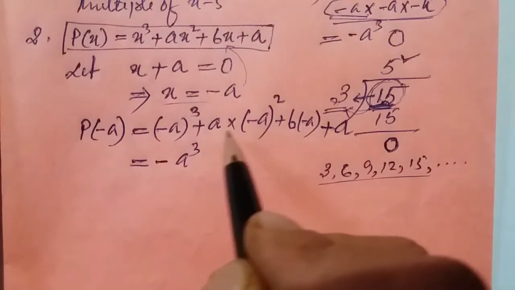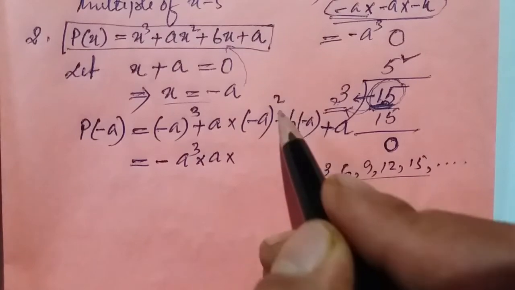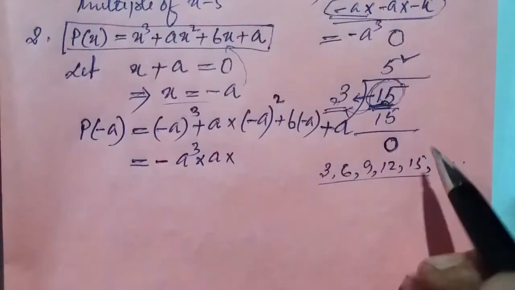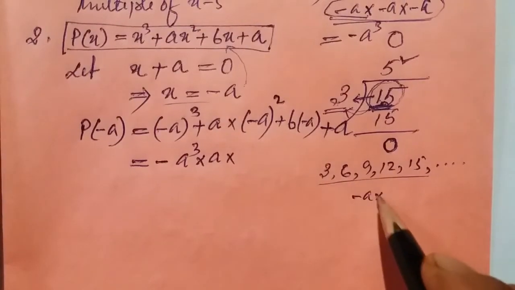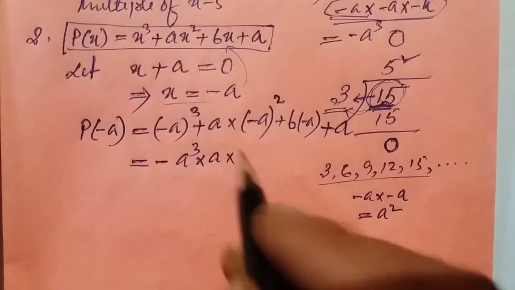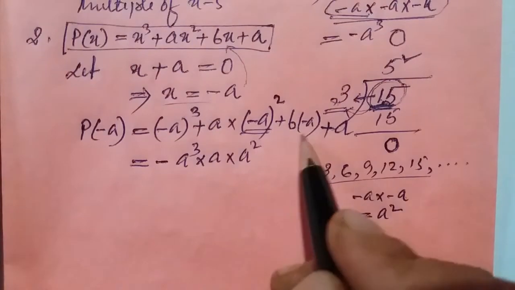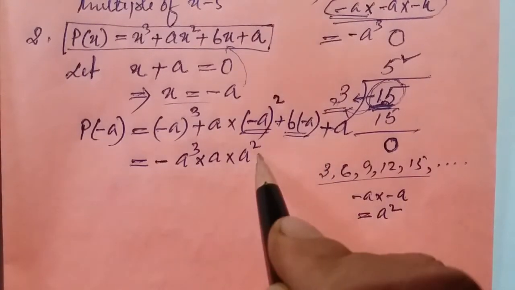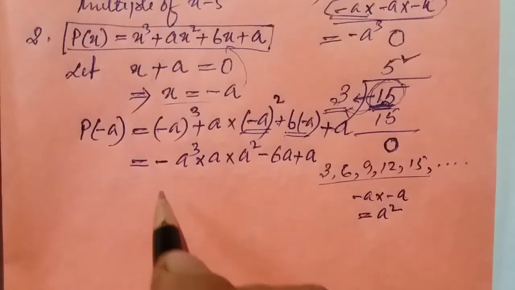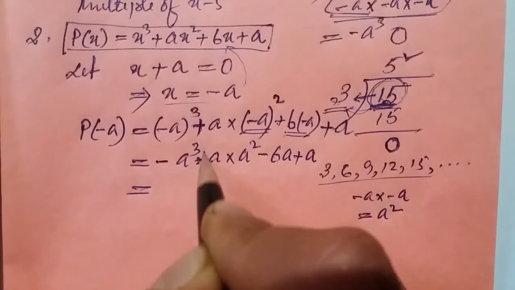So now again here a into minus a square. Now the power is even number, so this minus will vanish, no more minus, because minus a square is minus a into minus a, so minus minus is plus. Now a into a is a square. So what we got here is a square. Now this 2 plus minus is minus, 6 into a is 6a plus a here. So now this one is plus.